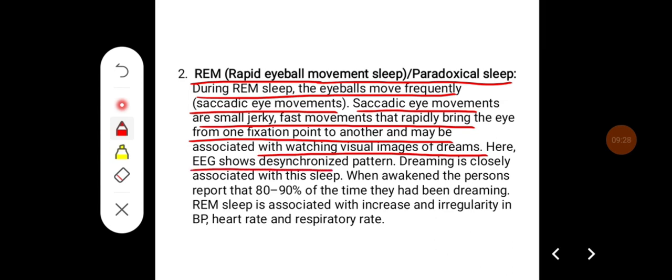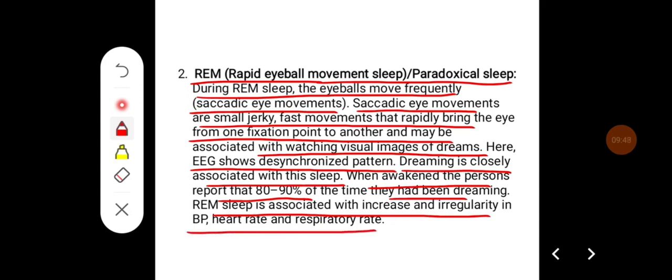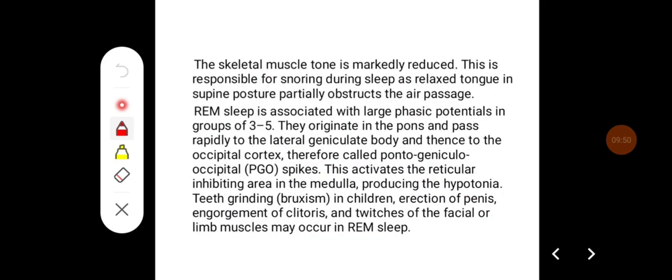Here EEG shows a desynchronized pattern. Dreaming is closely associated with this sleep. When awakened, the person reports that 80 to 90% of the time they had been dreaming. REM sleep is associated with increase and irregularity in blood pressure, heart rate, and respiratory rate. The skeletal muscle tone is markedly reduced. This is responsible for snoring during sleep, as a relaxed tongue in the supine posture partially obstructs the air passage.